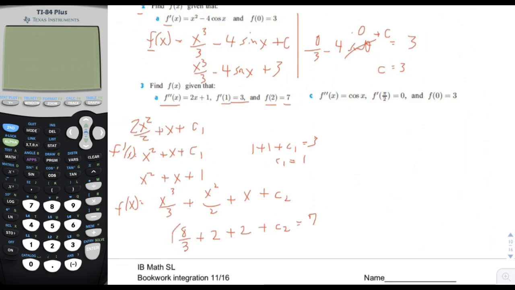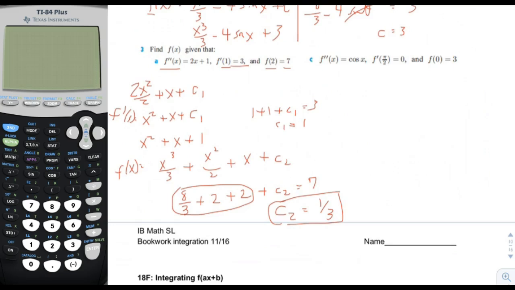So now if we add these three up, it's going to be 4 plus 5, 6, 6 2/3. So if we subtract 6 2/3 from both sides, we're going to get 7 minus 6 2/3 is 1/3. So our c2 value is 1/3. Okay, so now we can rewrite our f of x. So now it's going to be x cubed over 3 plus x squared over 2 plus x plus 1/3. That's about f of x.